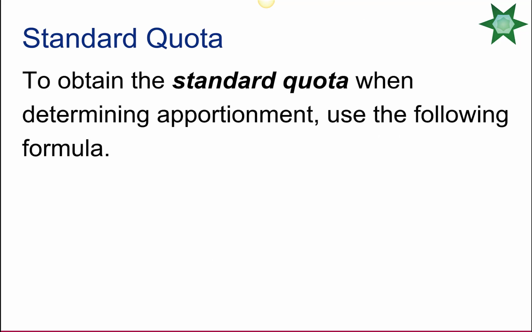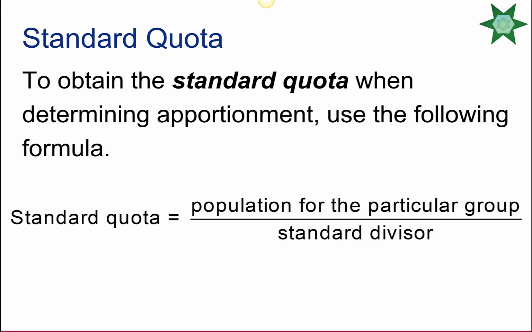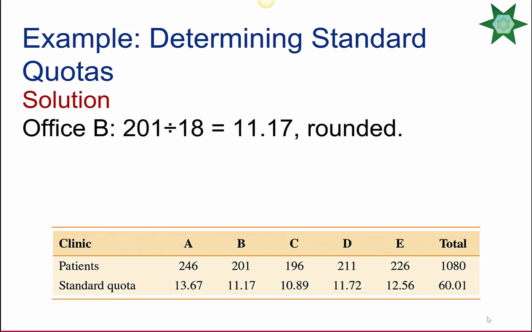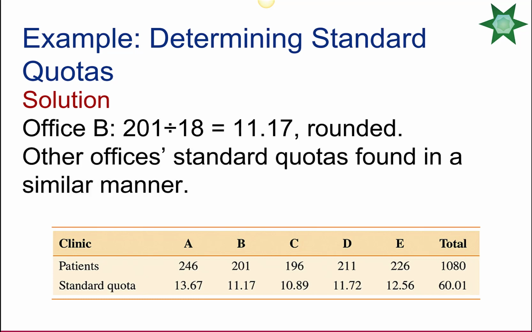The standard quota is determined using this formula, the population for a particular group divided by the standard divisor. Determine the standard quotas for clinics B, C, D, and E of the First Physicians Organization and complete the table below, and we're using 18 as a standard divisor. So in each case, we're going to take the number of items in the clinic, in this case the patients, and divide by the standard divisor. So for clinic B, we take 201 divided by 18 and we get 11.17. The other office standard quotas are found in a similar fashion. So for C, we would take 196 and divide by 18 and we get 10.89, and so forth for the remaining clinics.